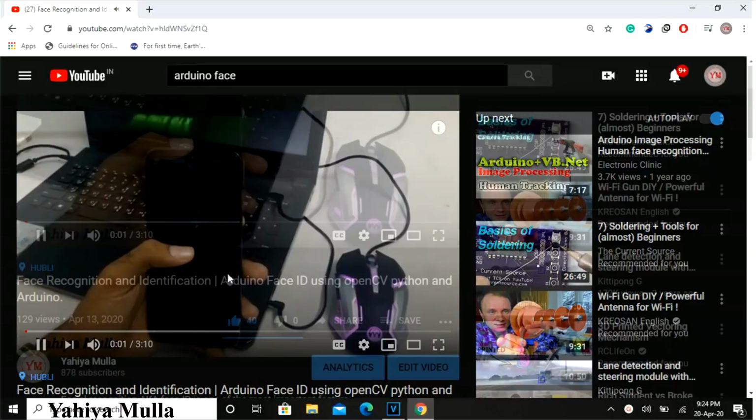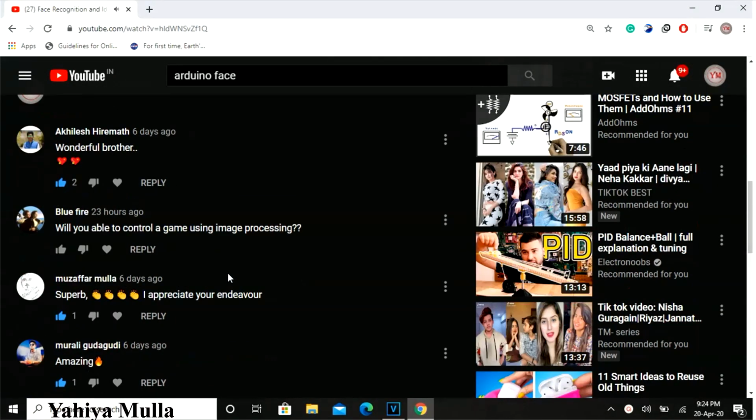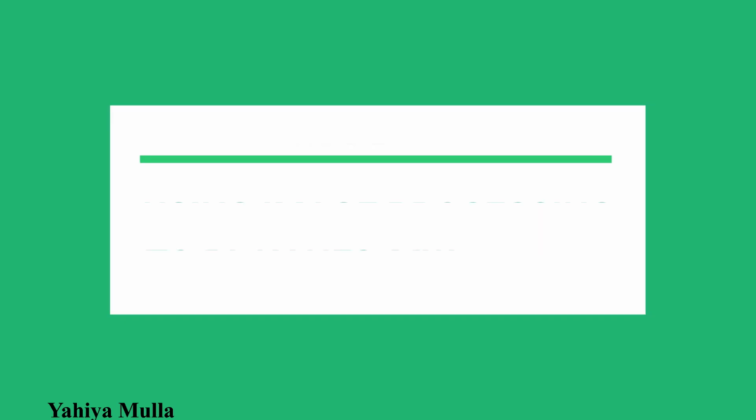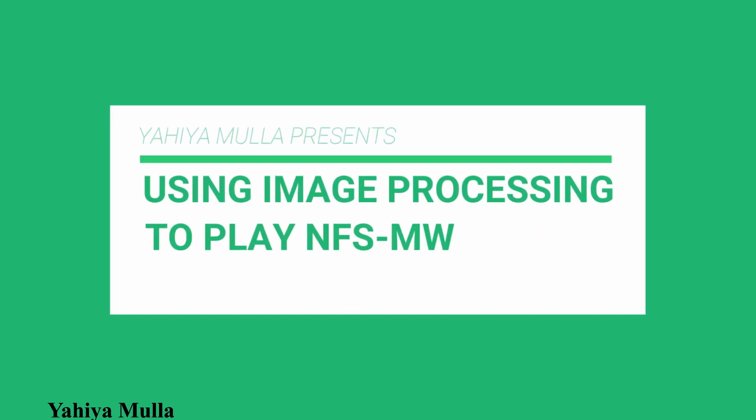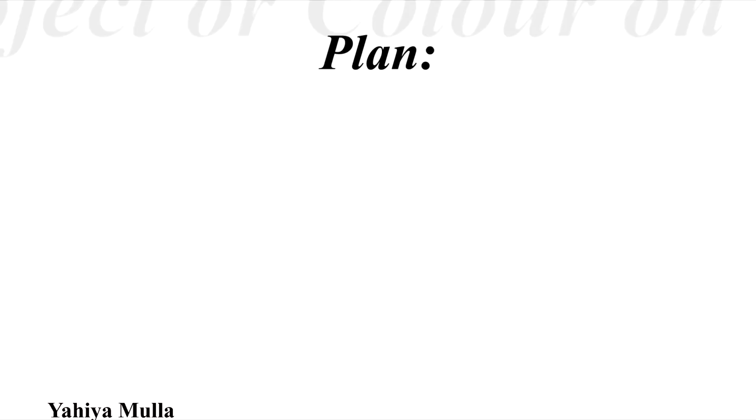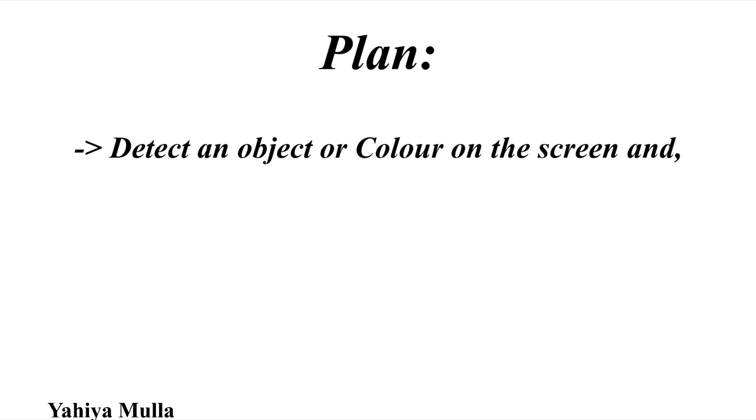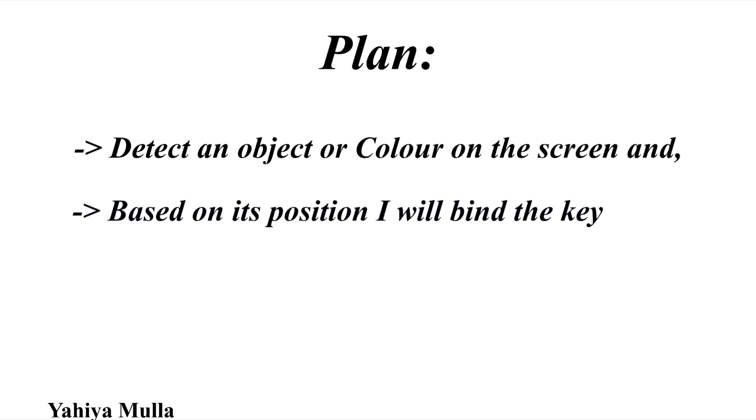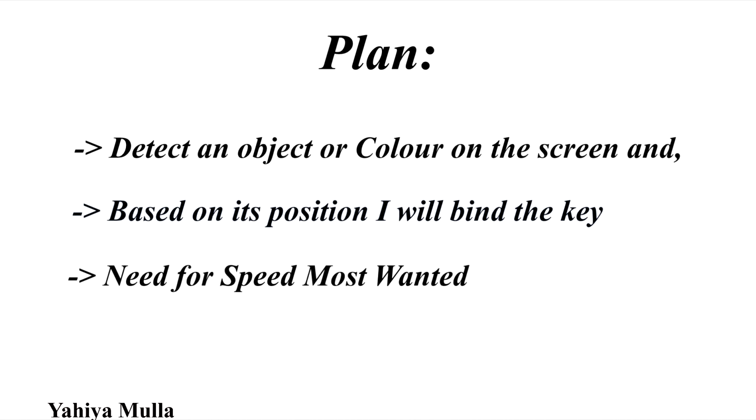On my previous video, Bluefire had asked me whether I can control a game using image processing. Well, it looks challenging, but let us find out. First thing was to have a plan on how it will be working. So I will be detecting an object or color on the screen, and based on its position I will bind the keys. And we will be testing it on Need for Speed Most Wanted.